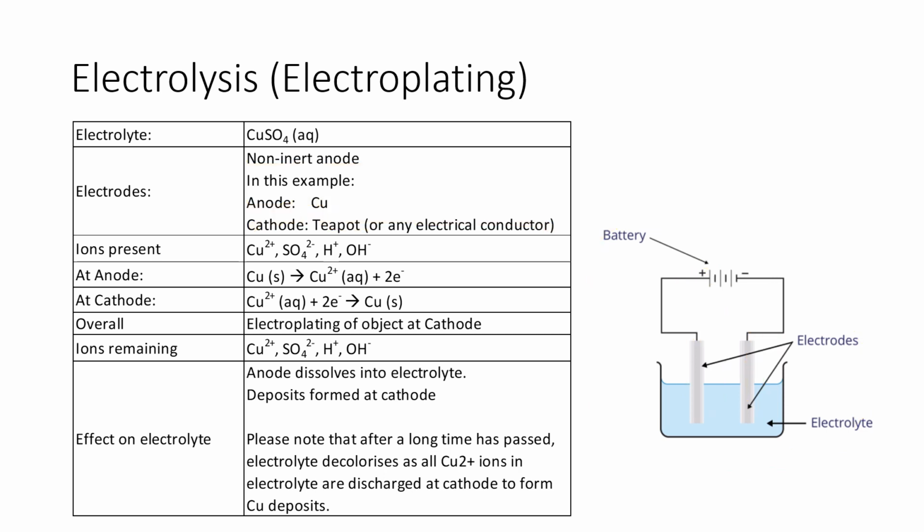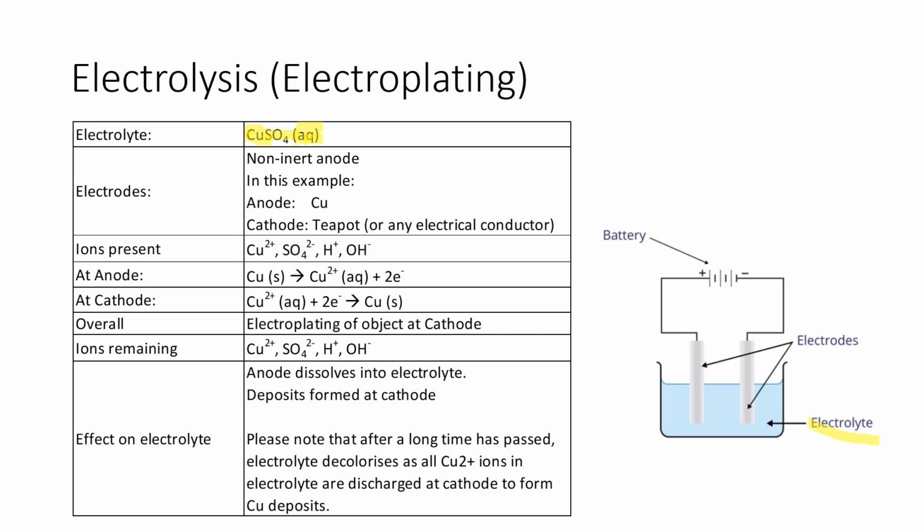Now, after labeling the electrodes, we can start labeling the electrolyte. In this case, I'll use anything that contains the same metal as the anode. So I will use CuSO4 (aq). (aq) means again dissolved in water, right? So we write the ions present: Cu2+, SO4 2-, H+, OH-. Then you can pause the video if you need to, and then I'll move on.